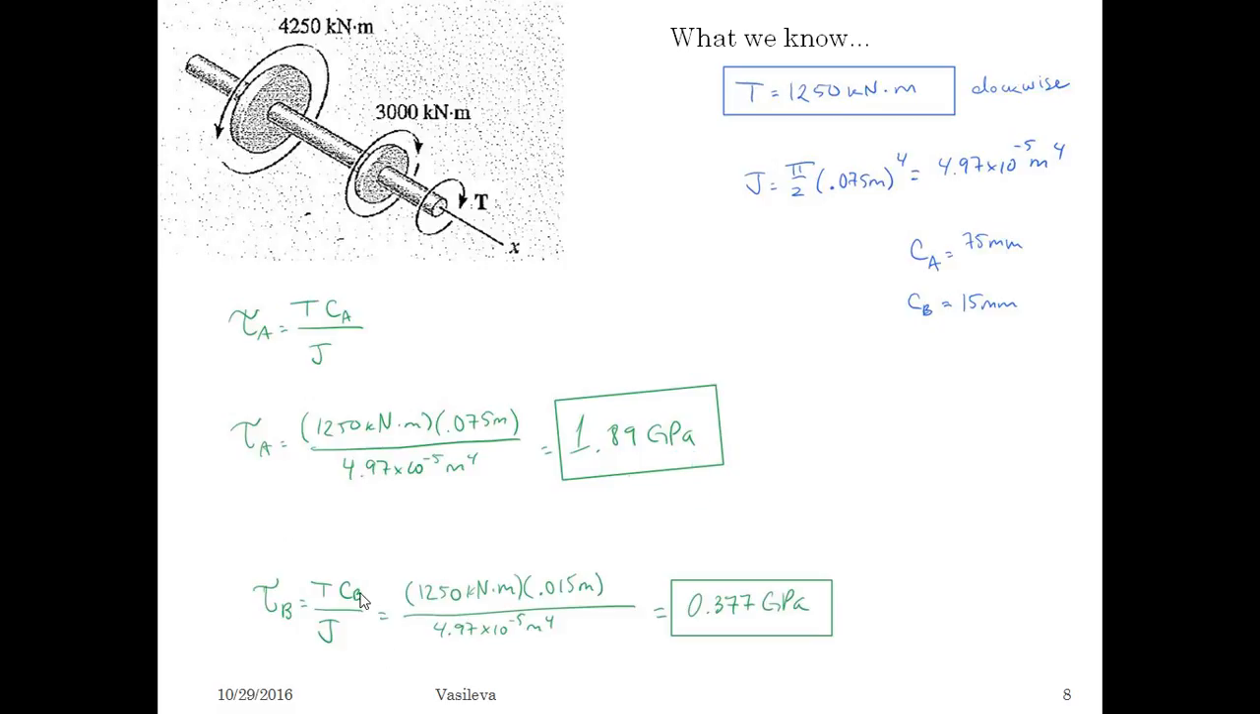Do the exact same thing for point B. I plug in the 1250. We don't need to worry about signs here because they're just asking you for a shear stress, a magnitude, right? It's going to be positive. Don't worry about the signs, but the signs will play a role later on as we move on to angle of twist. So plug in T. The radius at B was 15 millimeters, and the polar moment of inertia is the same. The polar moment of inertia is always going to be pi over 2 times the outermost radius to the fourth power. So no matter what, it's going to be the same for every point. So I end up with 0.377 gigapascals, and remember, giga is times 10 to the 9th.